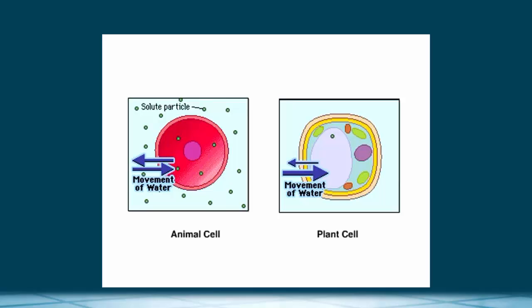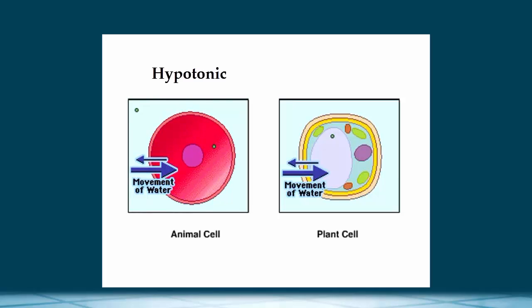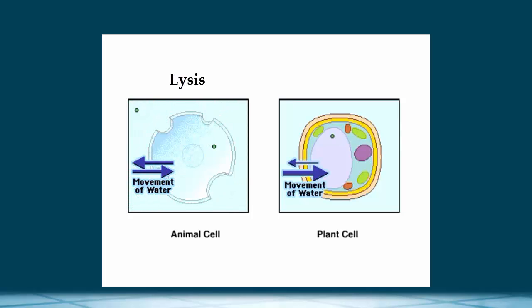Animal cells lack rigid cell walls. When they are exposed to hypotonic environments, water rushes into the cell and the cell swells. Eventually, if water is not removed from the cell, the pressure will exceed the tensile strength of the cell and it will burst open, or lyse.